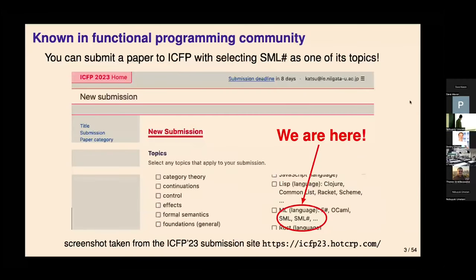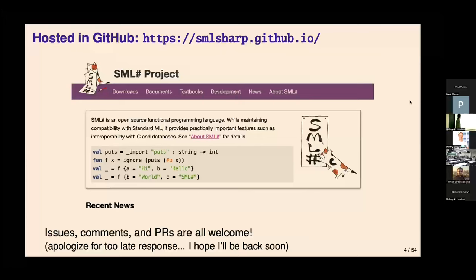The next slide is evidence of the popularity of SML#. This is a screenshot of the ICFP submission form. In this new submission form, there's a topic list, and we are here in the topic list. This means that you can submit a paper to ICFP selecting SML# as one of your topics, but unfortunately the submission deadline has passed. I hope that next year's ICFP will keep SML# in that topic list. The next slide is the GitHub page, the official site of this project, hosted on GitHub. We very much welcome your issues, comments, and improvements.